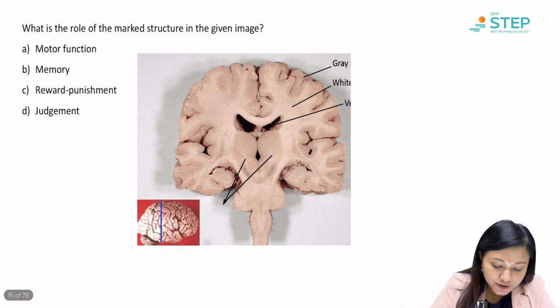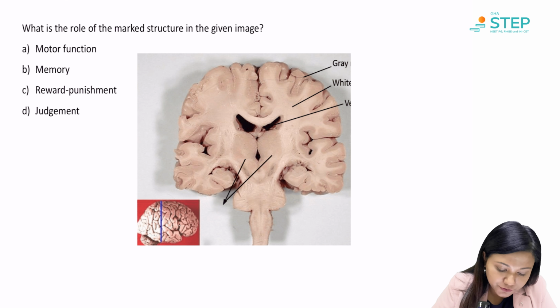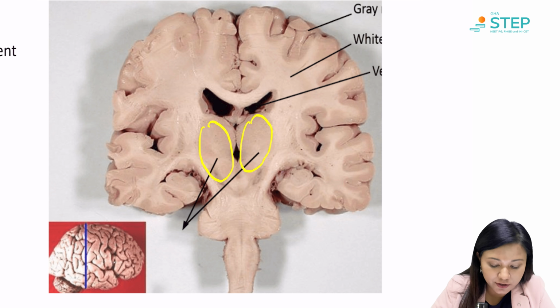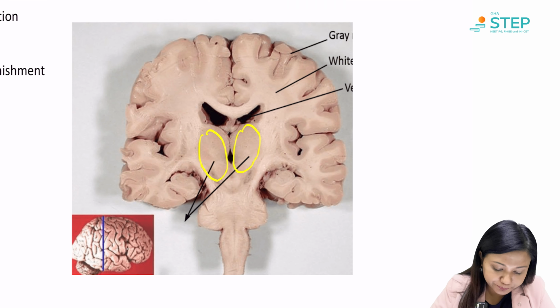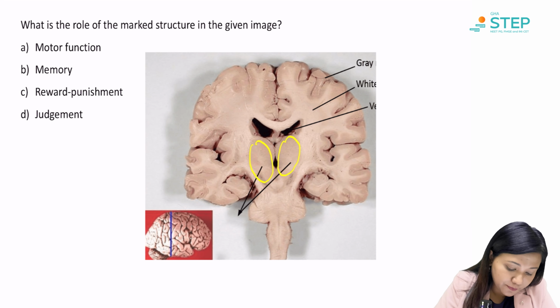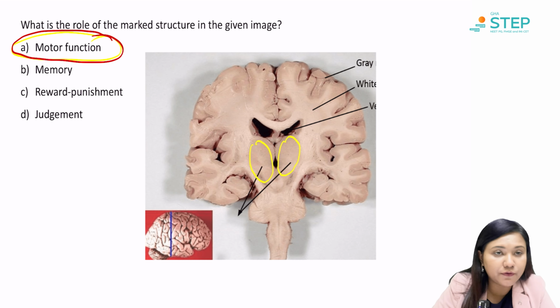Okay, next question is also related. So they have shown, what is the role of the marked structure in the given image. Now you can see here, those are the gray areas, which are the lentiform nucleus. Okay, the lentiform nucleus of basal ganglia, and the main function of this area is your motor function. Okay, the main function is the motor function.